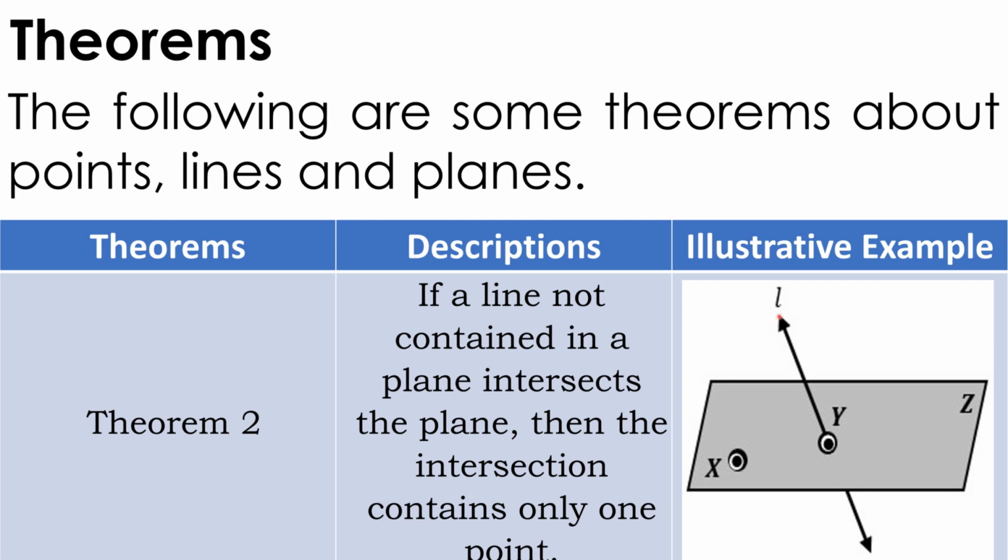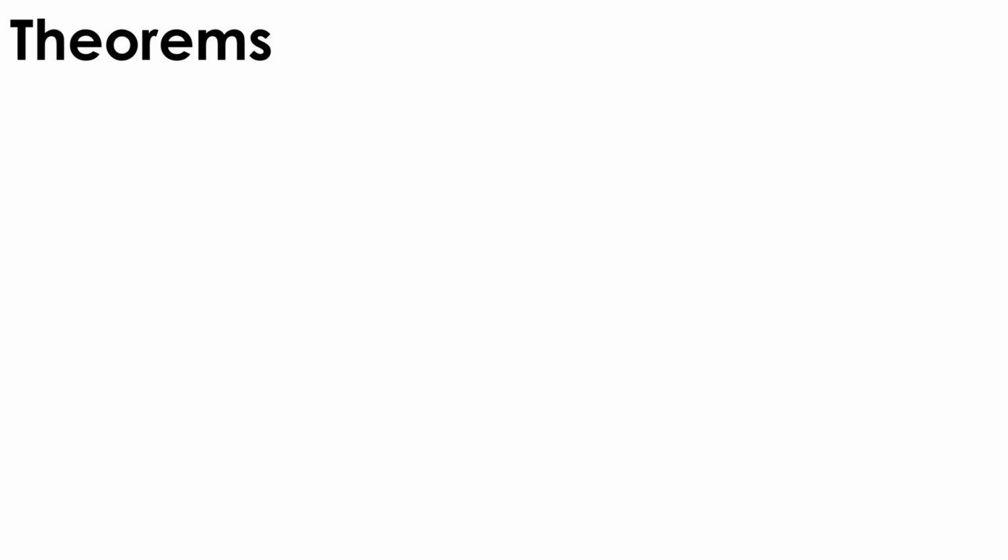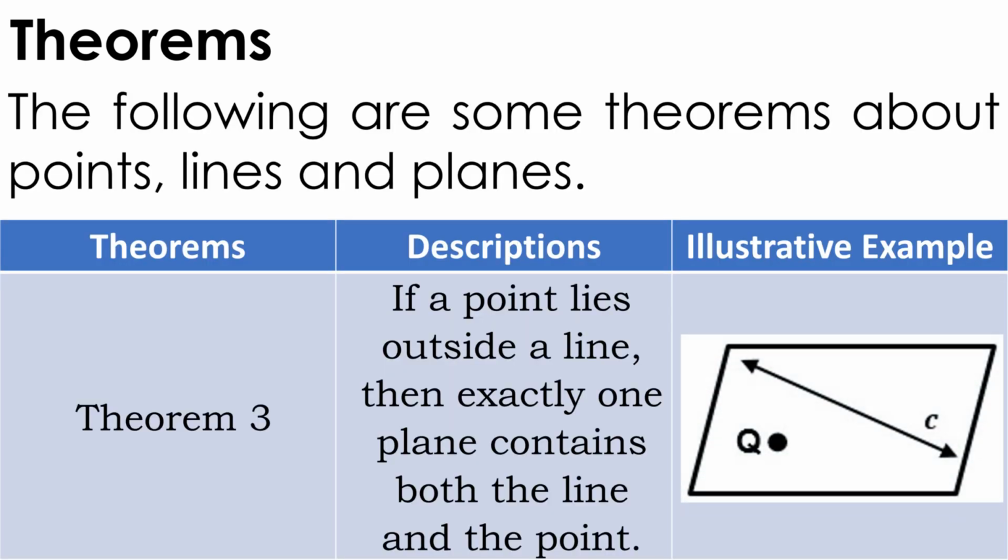and line L. If a line not contained in a plane intersects the plane, then the intersection contains only 1 point. So their point of intersection is only point Y. This is theorem number 2. Now let's proceed to theorem number 3.